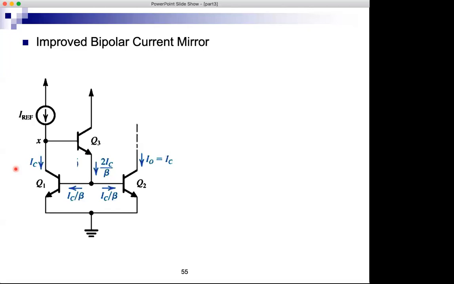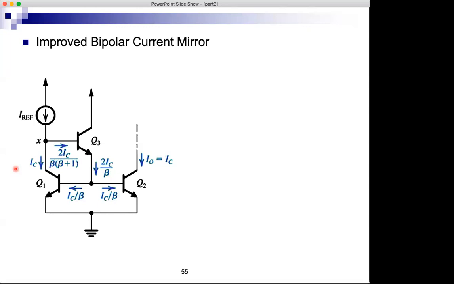Now this is the emitter current of Q3, and Q3 is active. All the BJTs should be active for this to work well. 2 IC over beta is in the emitter. So what's the current in the base? It's IE over beta plus 1. 2 IC over beta, that's IE, over beta plus 1.